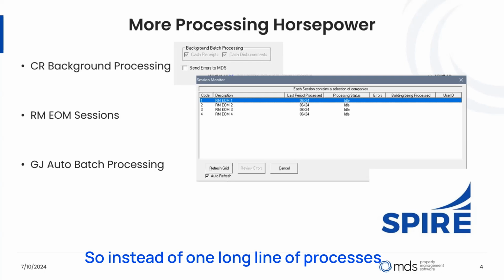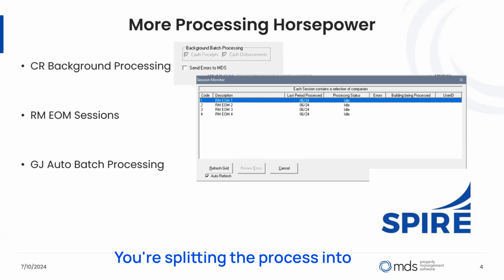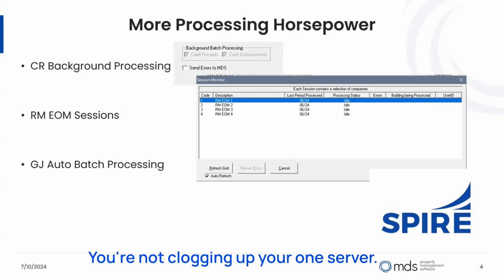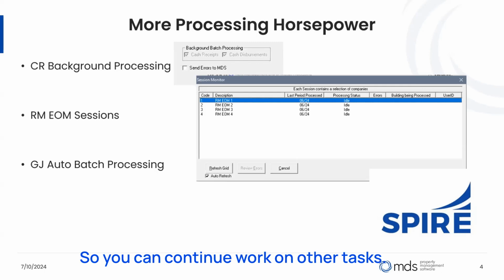So instead of one long line of processes waiting to complete, they're being split up into multiple processes that run at the same time and complete elsewhere. You can think of this processing horsepower as beneficial in 3 ways. You're offloading processes to the back end, so it's not monopolizing your machine. You're splitting the process into multiple streams, which means your processing will run faster. You're not clogging up your one server. And the combination of both of these means that you're not being interrupted by a wait time, so you can continue work on other tasks. We have many servers, so we can break off different duties to those.